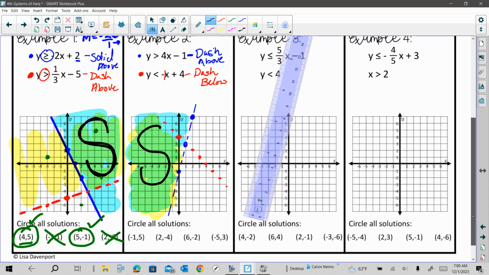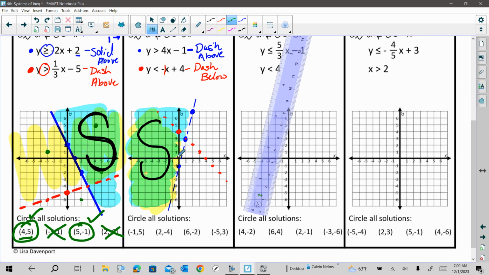Okay. Now we got to check each point. So (-1, 5), if I go up here, it's on this dotted line. So it's not included as a solution set. It can only be included if it's on a solid line. So I cannot use this because it's on the dotted line. Then we have (2, -4). That's not even in the overlapping. That's over here. We have (6, -2). Again, not in the overlapping. And then (-5, 3), that is in the overlapping. So there's only one that works on this example.